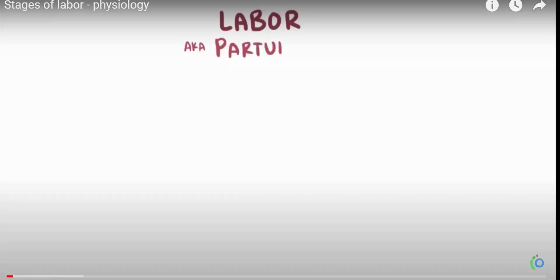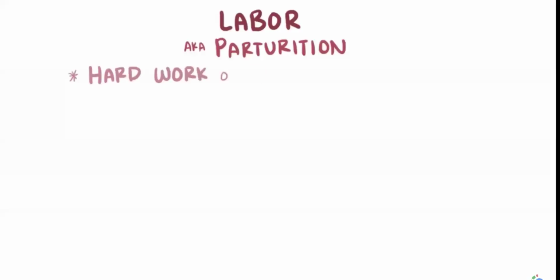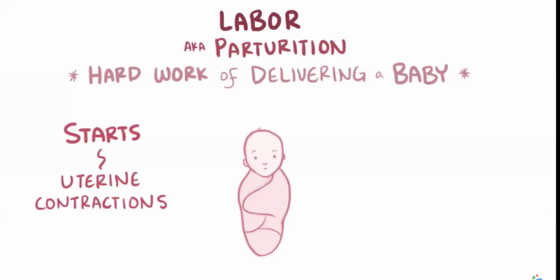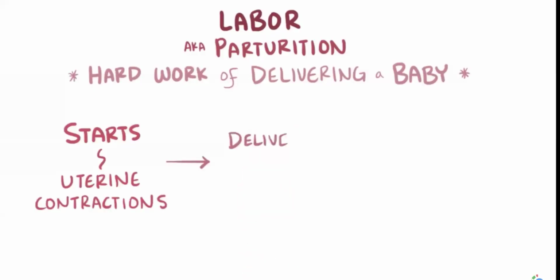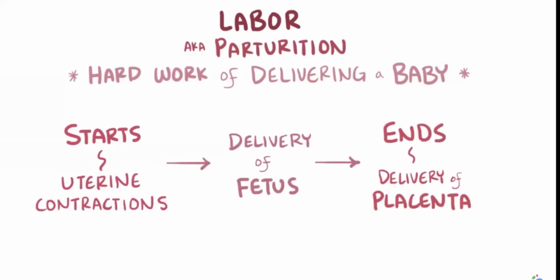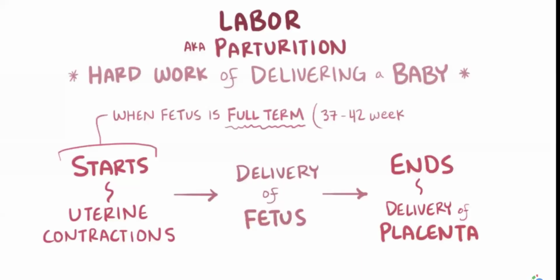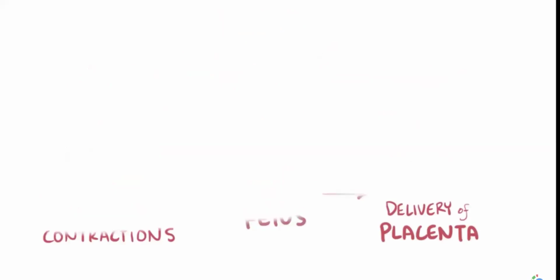Labor, also called parturition, describes the hard work of delivering a baby. It specifically refers to the process which starts with uterine contractions which cause cervical changes, which allow the fetus to be delivered vaginally, and ends with the delivery of the placenta. Labor typically begins at some point when the fetus is considered full term, between 37 and 42 weeks gestation.